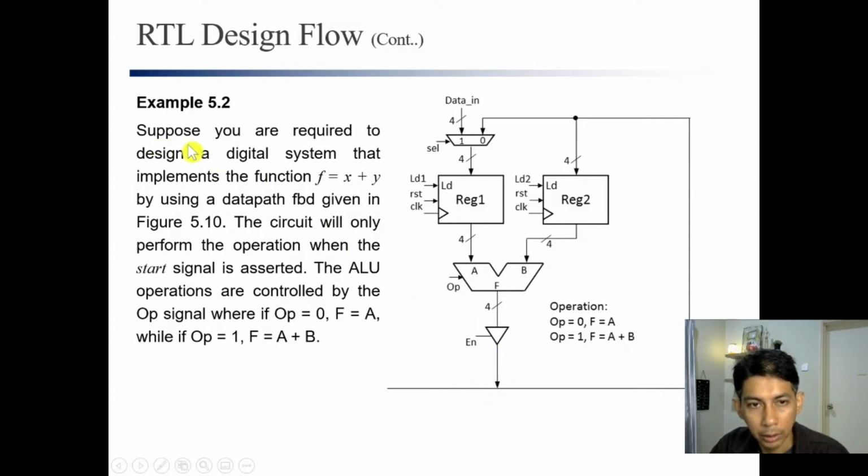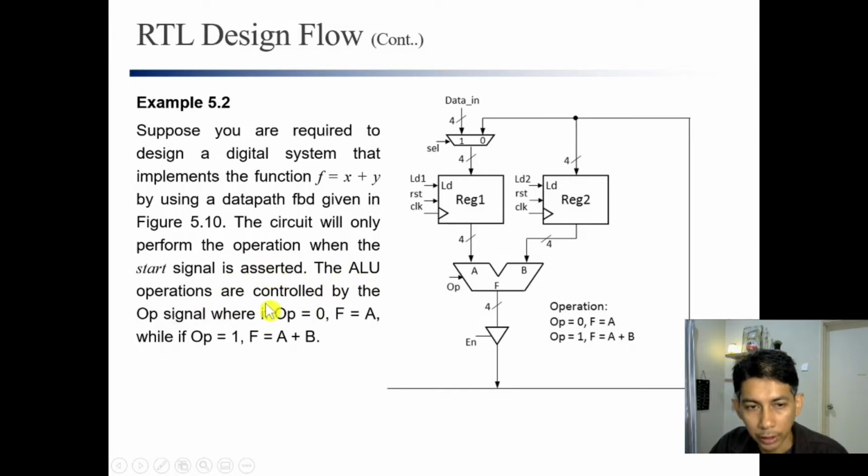So the question is this: suppose you are required to design a digital system that implements the function f equal to x plus y by using the data path block diagram given in the figure. This is figure 5.10. The circuit will only perform the operation when the start signal is asserted. So we have the start signal.